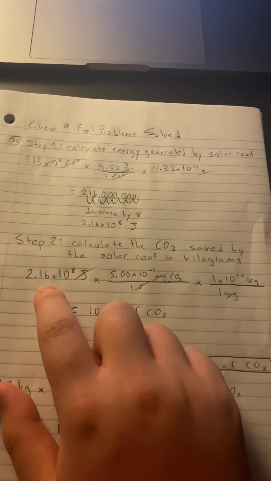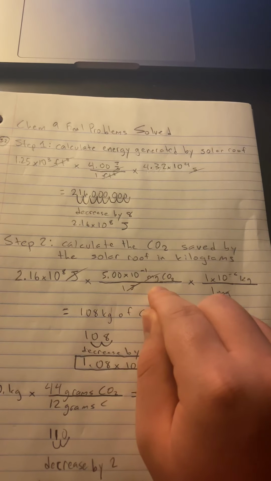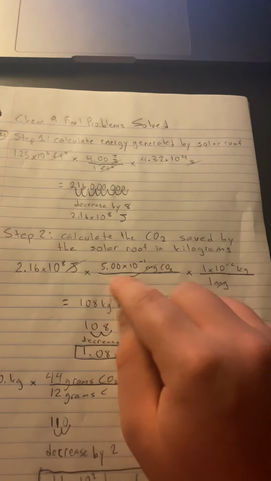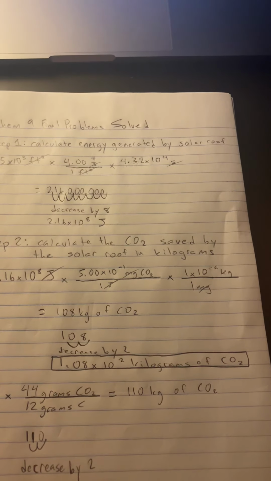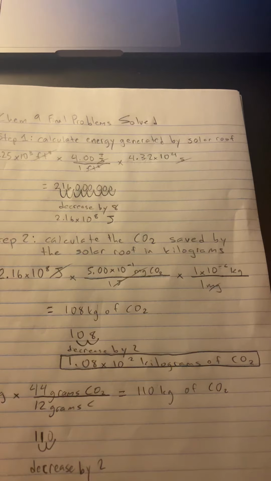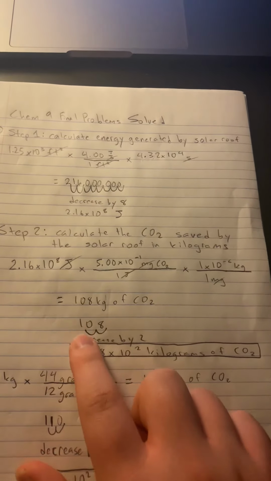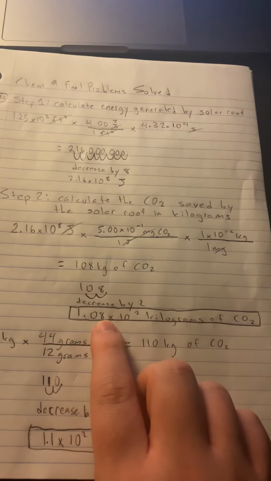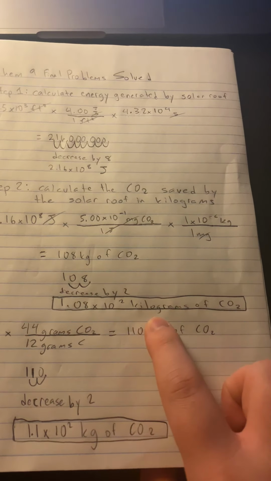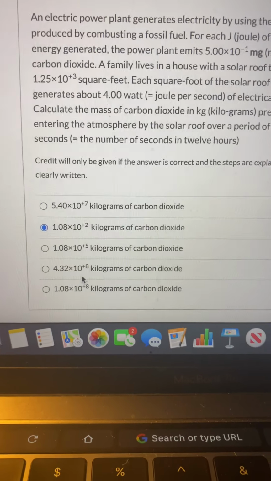We have 2.16 times 10 to the 8 joules times 5.00 times 10 to the negative 1 milligrams of carbon dioxide per joule. The joules cancel, times 1 times 10 to the negative 6 kilograms over 1 milligram, because we want the answer in kilograms. Milligrams cancel. Our final answer is 108 kilograms of CO2, and in scientific notation, that's 1.08 times 10 to the 2 kilograms of CO2. And then the second one is the correct answer, and the other ones are the wrong values.